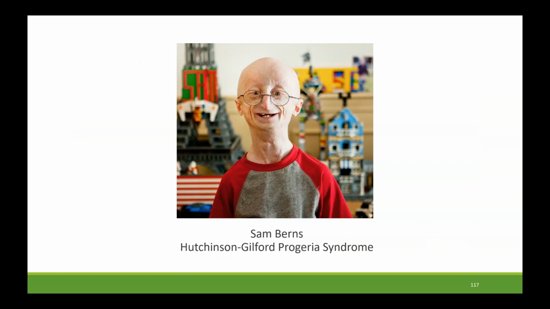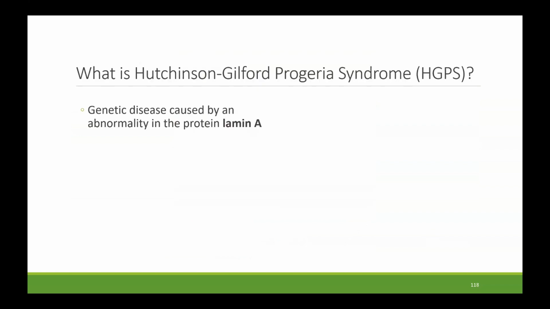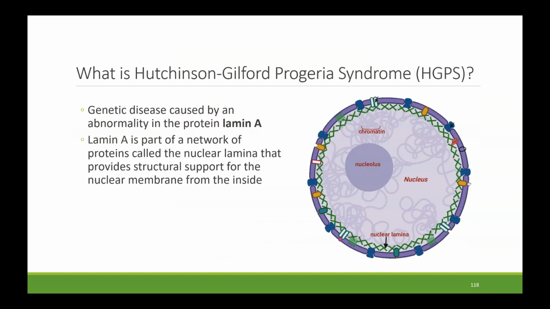Hutchinson-Gilford progeria syndrome is a disease that brings about rapid aging, and it's caused by an abnormality in a protein called lamin A. Lamin A is part of a larger network of proteins that make up a structure called the nuclear lamina, which sits on the inner side of the nuclear membrane and provides it with structural support. So in this illustration, what you're seeing is a nucleus of a cell, and the nuclear lamina is shown as this series of green X shapes. So think about the nuclear lamina as being like those metal rods that are on the underside of an umbrella, and they allow the umbrella to stay open.